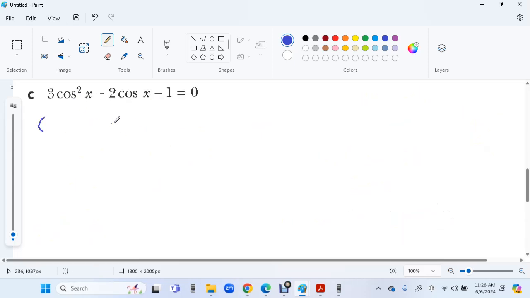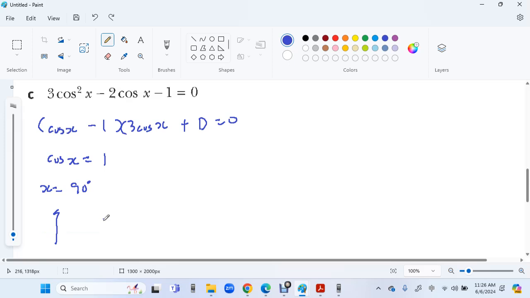Okay, this one we do the factorization. So we have (cos x − 1)(3 cos x + 1). So we have cos x equal to 1. Then x is 0 degrees and 360 degrees. Because the graph for cos is like this, we have these 2 points, that is 360 and 0 degrees.